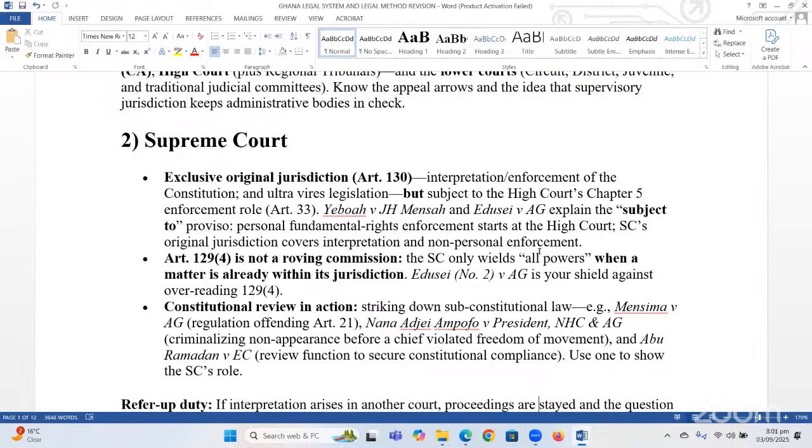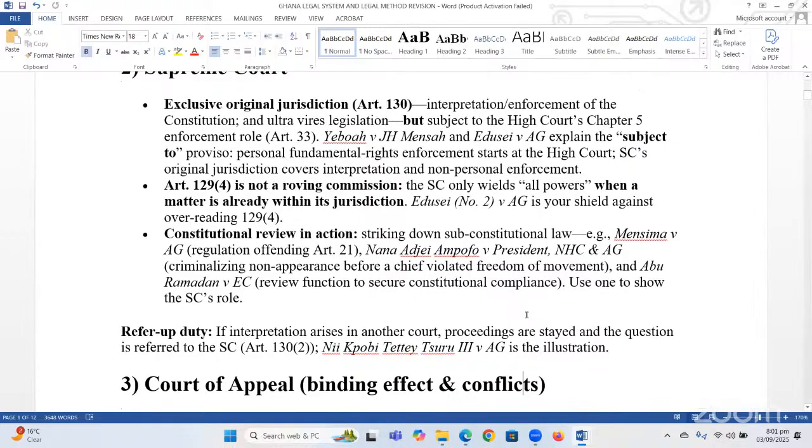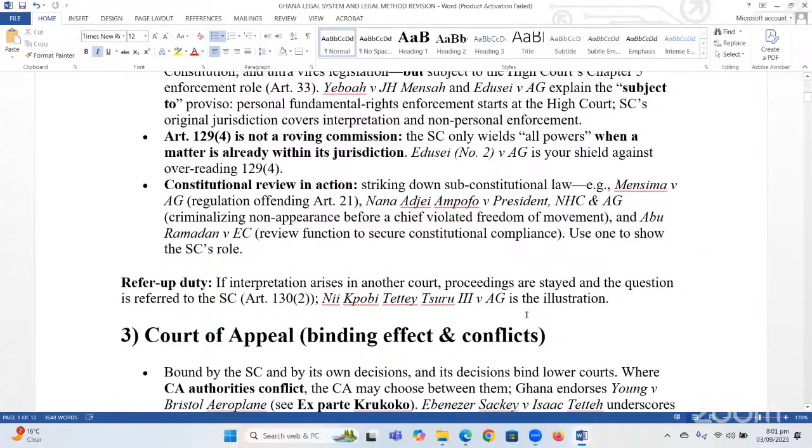And if the Supreme Court will have a role as far as the human rights are concerned, then it has to relate to matters of interpretation and then non-personal enforcement, just like you saw in the case like the Anna Ampofo AJ type of case, the pit latrine case. And also the same thing with respect to Mensima against Attorney General. And then the Abu Ramadan case, they all reinforce the point that where a matter relates to enforcement of the human rights, then you have to go to the High Court.